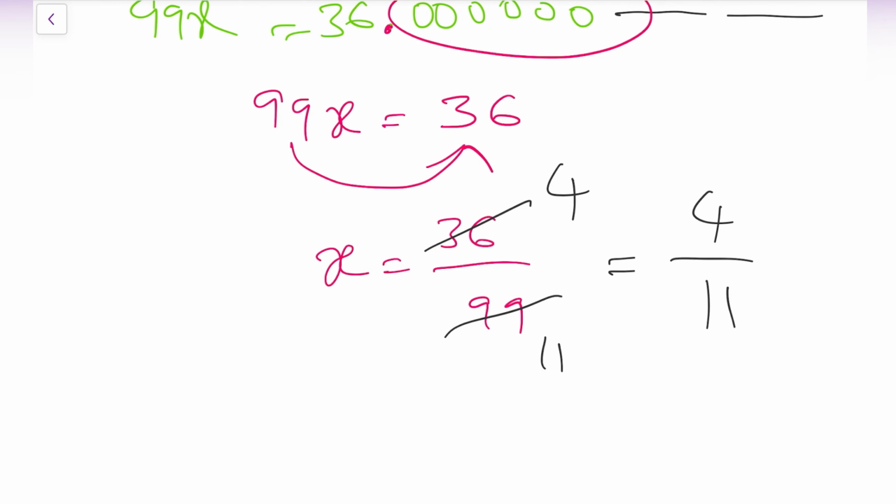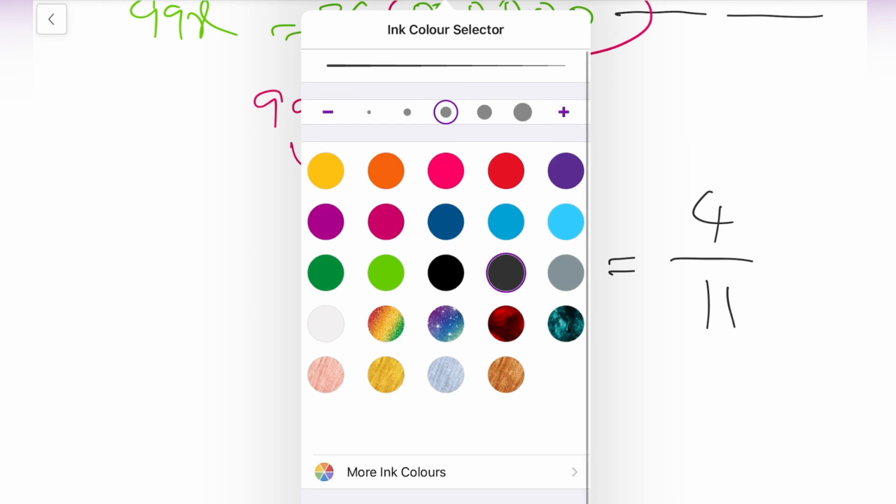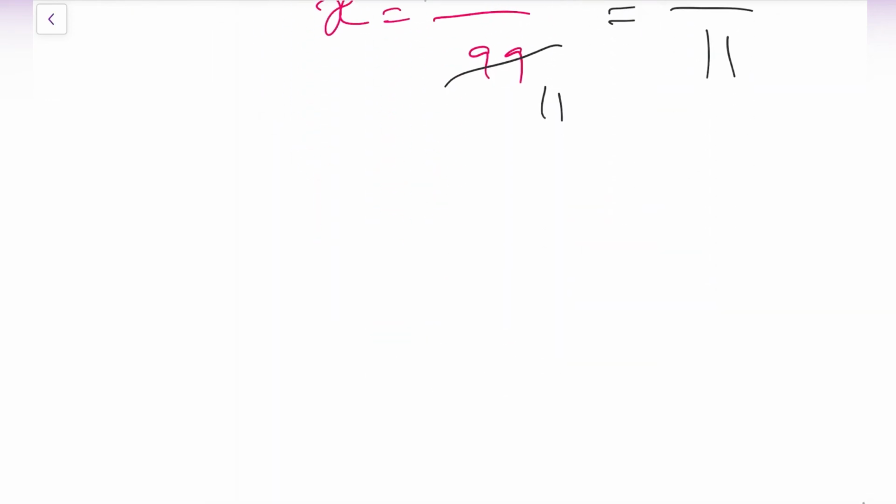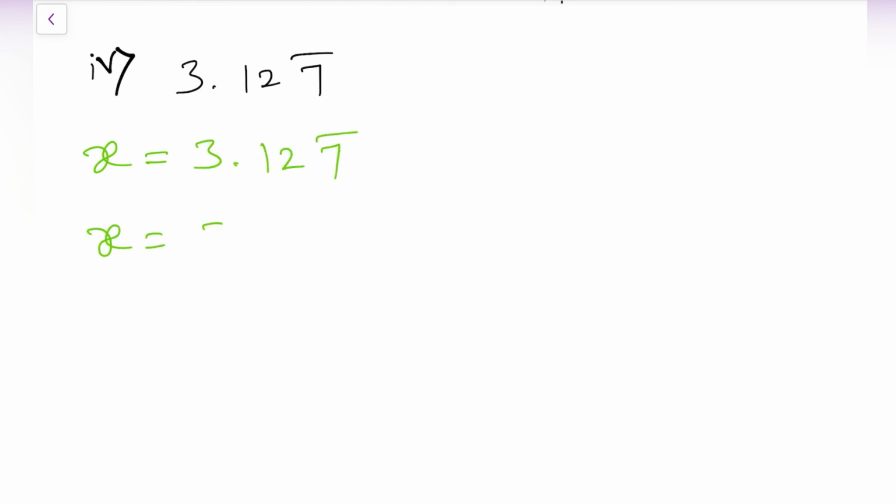Next, the last question in this bit is 3.127 bar. Here the bar is only over the 7. So now, first, as usual, take x as the given number: x equals 3.127 repeating, so 3.12777 and so on. This is equation number 1. After the decimal only one digit is repeating, so multiply with 10.